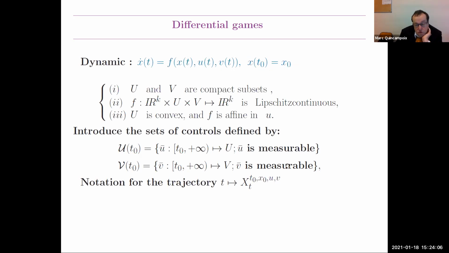Now, what is the set of controls associated with the functions u and v? The calligraphic U of t0 is the set of all measurable functions from t0 to plus infinity to capital U. And calligraphic V is the same, measurable functions taking values in capital V, which is a simplex delta G. With this assumption, there is a unique trajectory as soon as the two measurable controls u and v are given. I define it like this: you see, it depends on t, on the initial condition, and on the two controls.